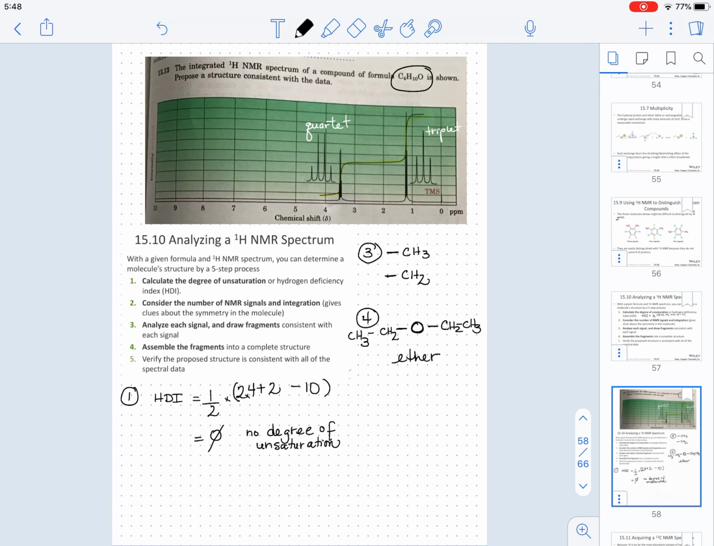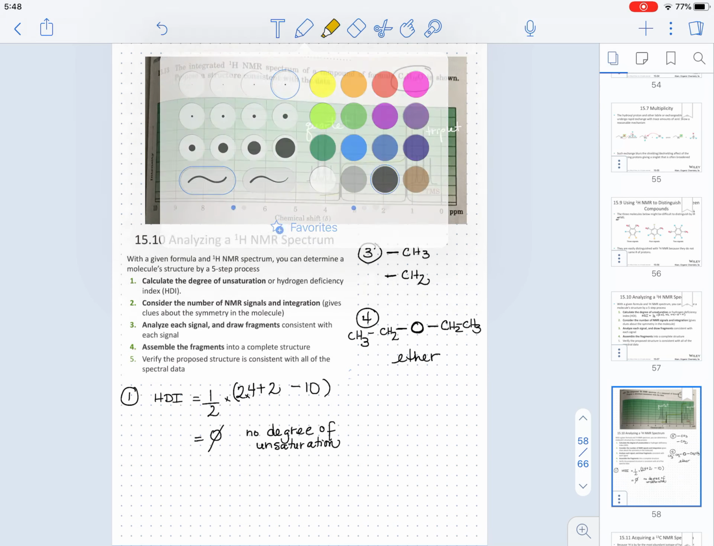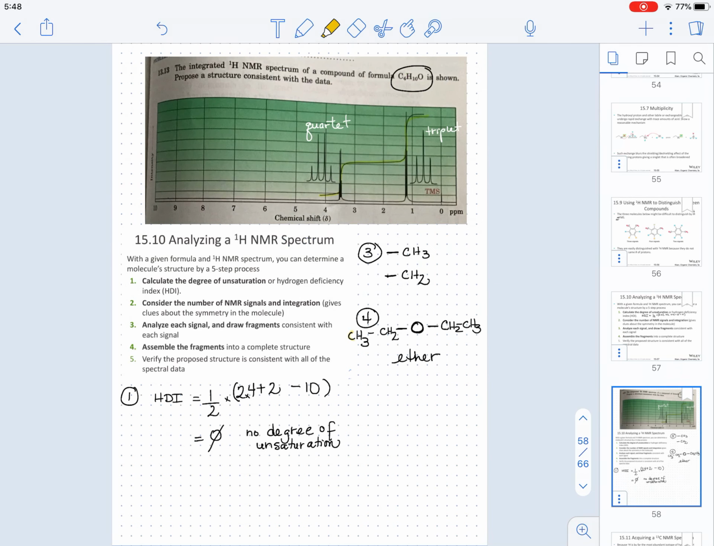Because if I label these signals, and I'm just going to highlight them, this CH3, because its neighbor is the CH2, is going to be represented by the triplet here, that is upfield in our proton NMR.